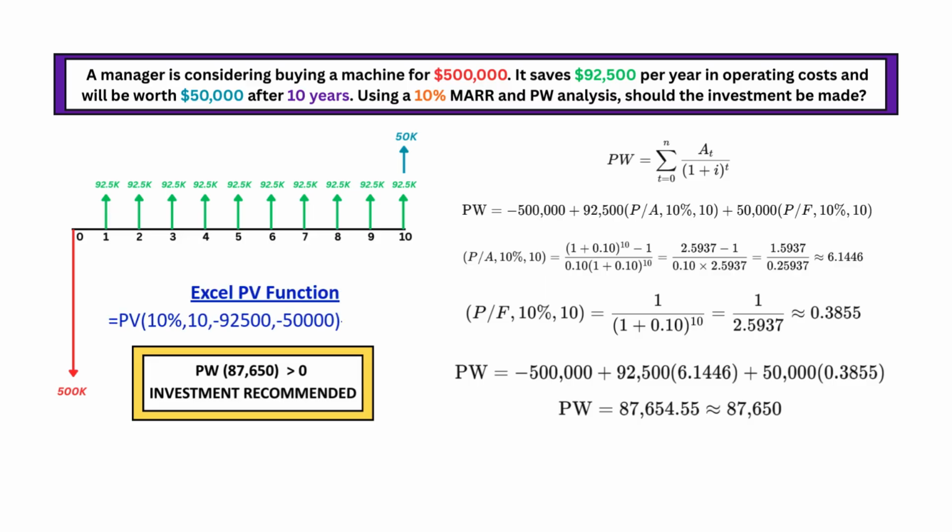The same result can be obtained using Excel by applying the PV function with the MARR, number of periods, annual savings, initial investment, and salvage value. Minor differences due to rounding may appear, but the economic conclusion remains the same.